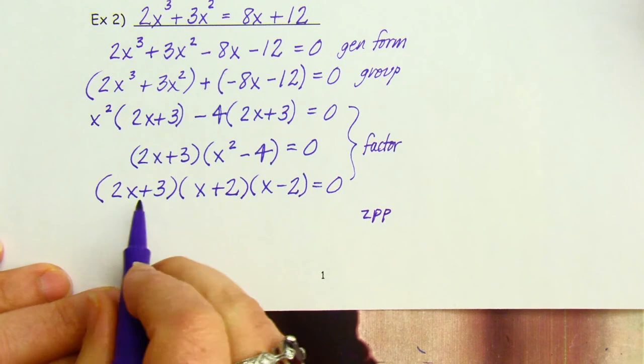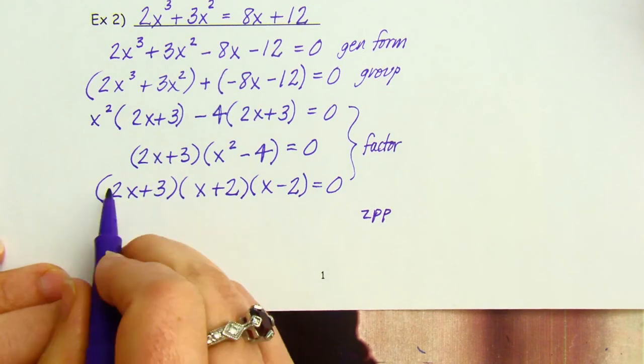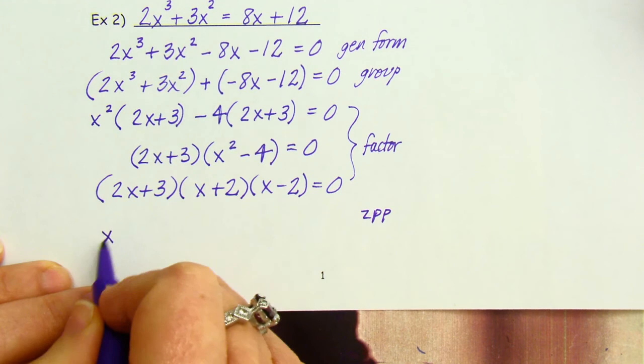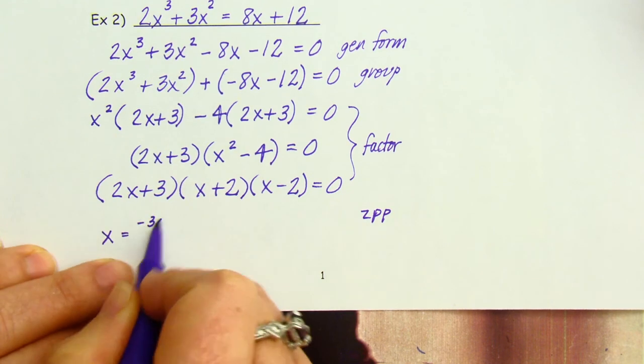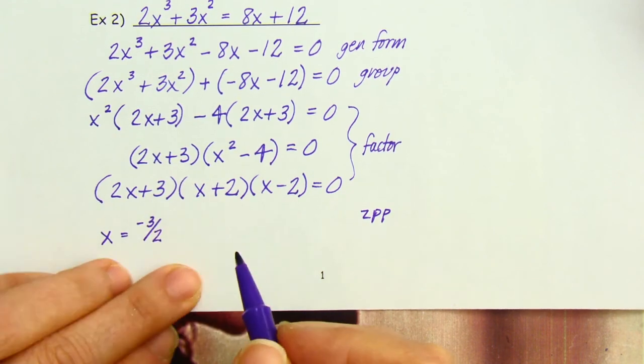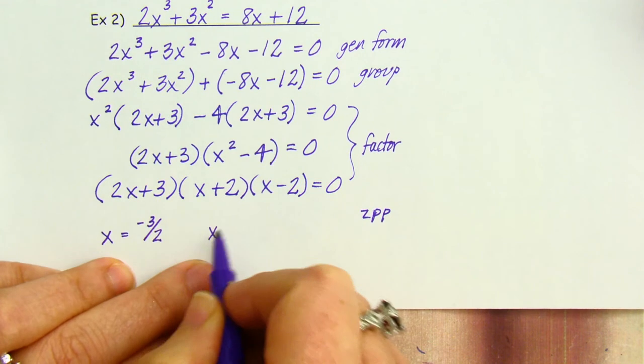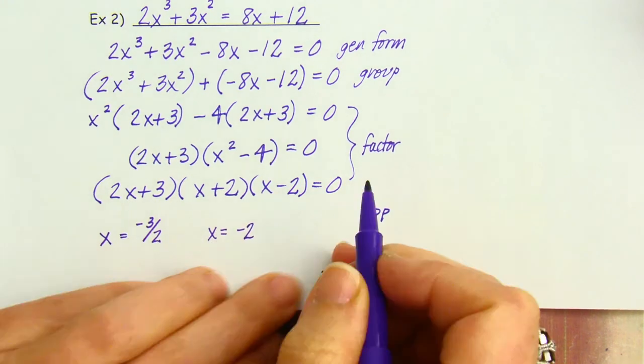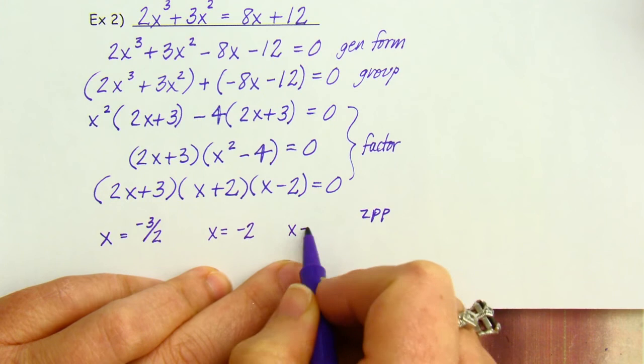So here, remember, change the sign of this and divide by what's in front of x. So x is negative 3 over 2. Here, x is negative 2. Here, x is positive 2.